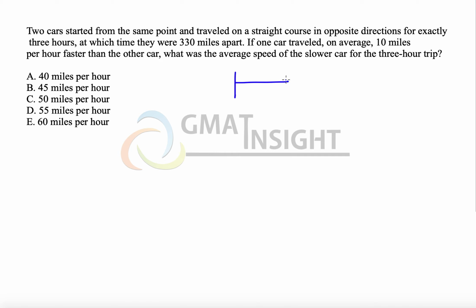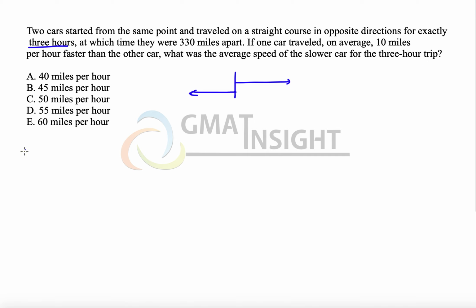So one car is going to the right and one car is going to the left. So now they are going in the opposite direction for exactly 3 hours, at which time they were 330 miles apart. Now, if one car traveled at an average of 10 miles per hour faster than the other car, what was the average speed of the slower car for the 3 hours trip?